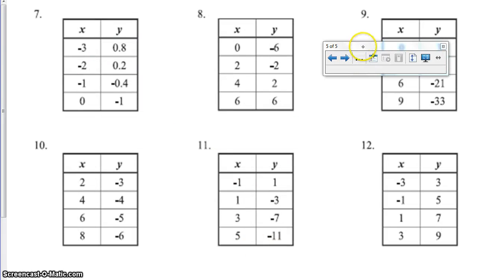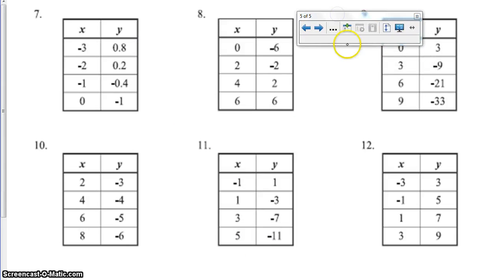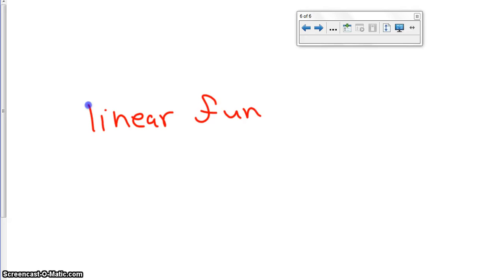All right, here's the rest of your problems. Please make sure you have them done for tomorrow. What have we talked about today? Today we've talked about linear functions. All right? Don't forget, Purple Math and Virtual Nerd are a great place to look.